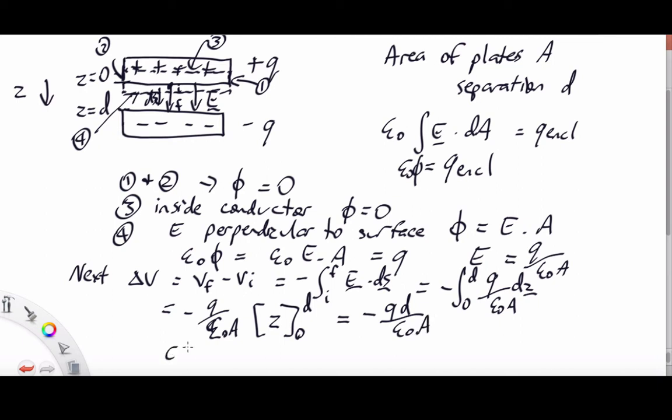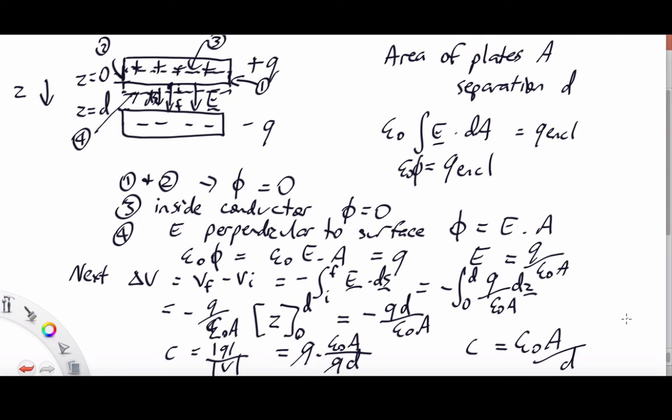And then finally we can work out from that our capacitance. Now that is the voltage, so capacitance, the absolute value of Q over the absolute value of V, will be Q divided by QD over E naught A, which means times by E naught A over QD. Q's cancel, so we are left with the capacitance is E naught times A divided by D.